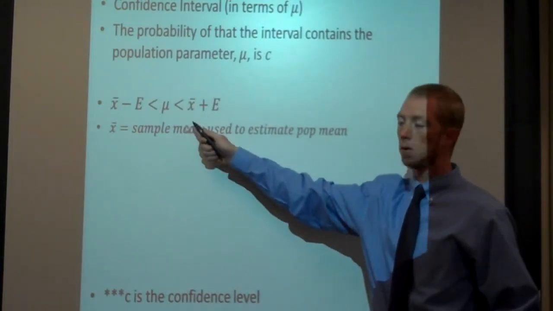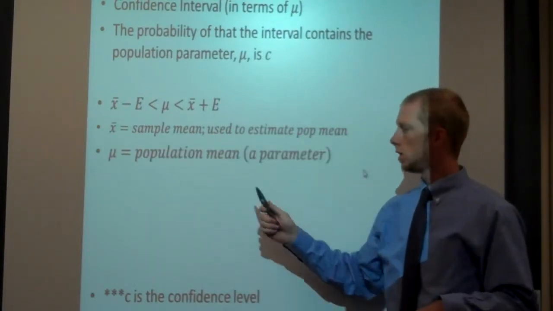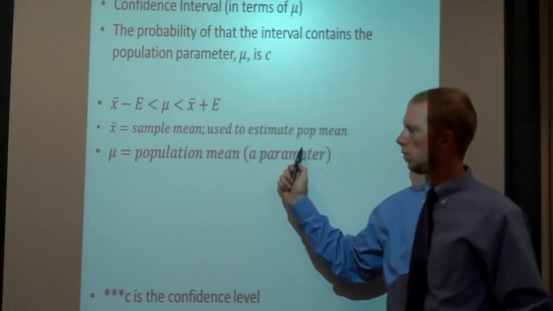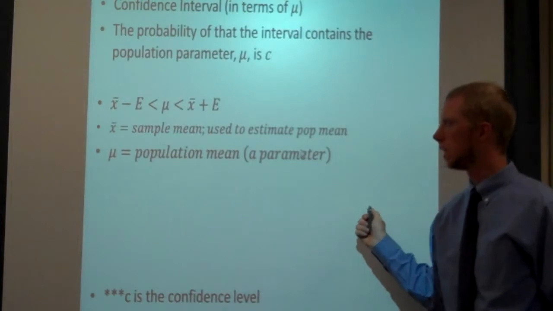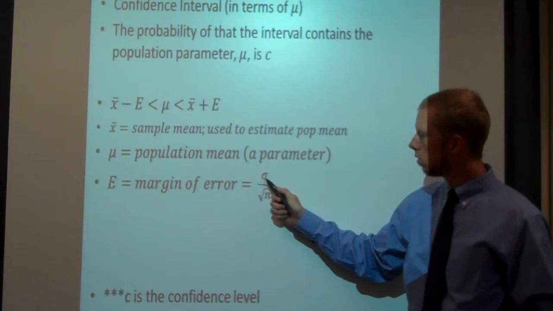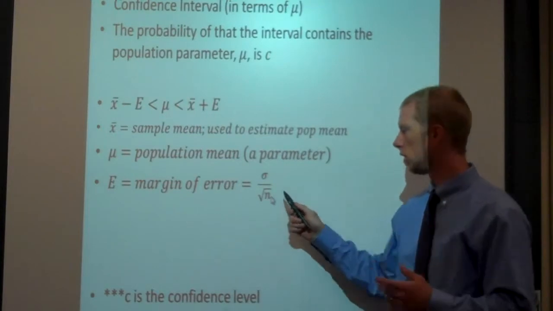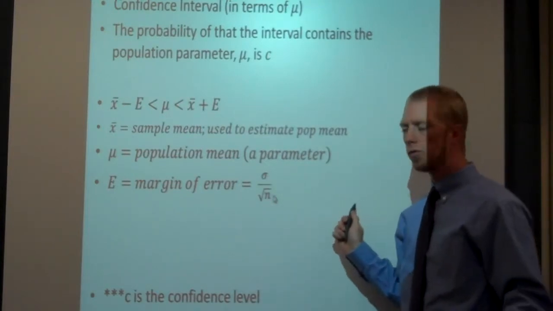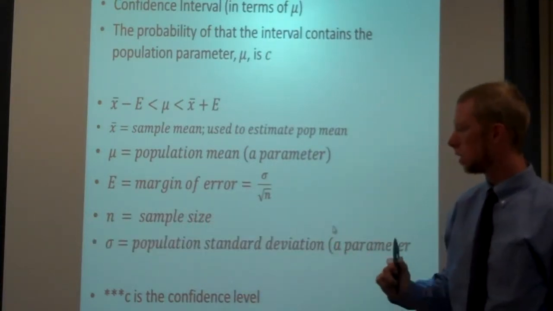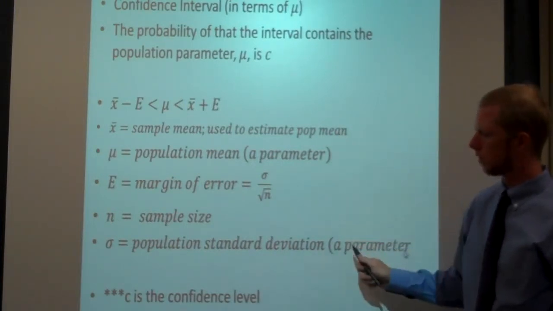Remember, x bar is your sample mean. It's used to estimate the population mean. Mu is the population mean, and that is a parameter, versus x bar, which would be called a statistic. Capital E is the margin of error. It is calculated by doing sigma divided by the square root of n. But this brings up the question of what is sigma and what is n? n is your sample size, and sigma is the population standard deviation. This is also a parameter.